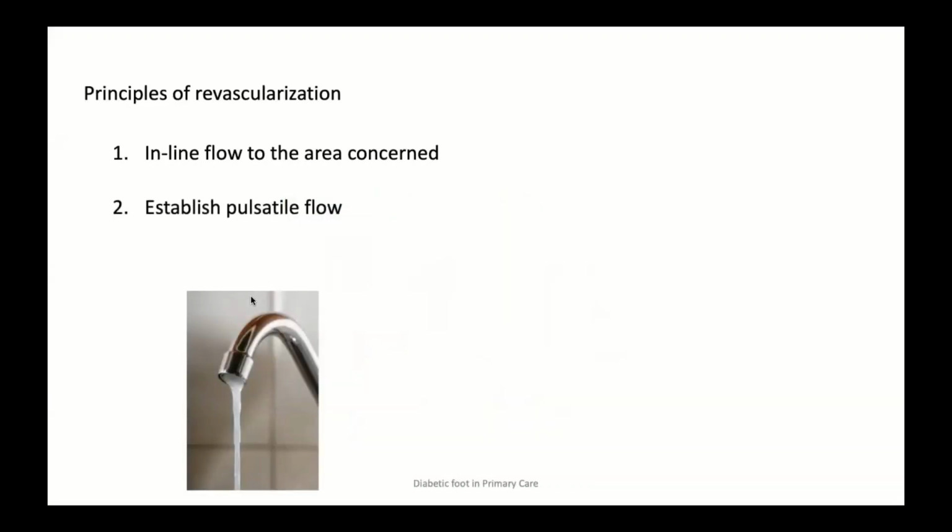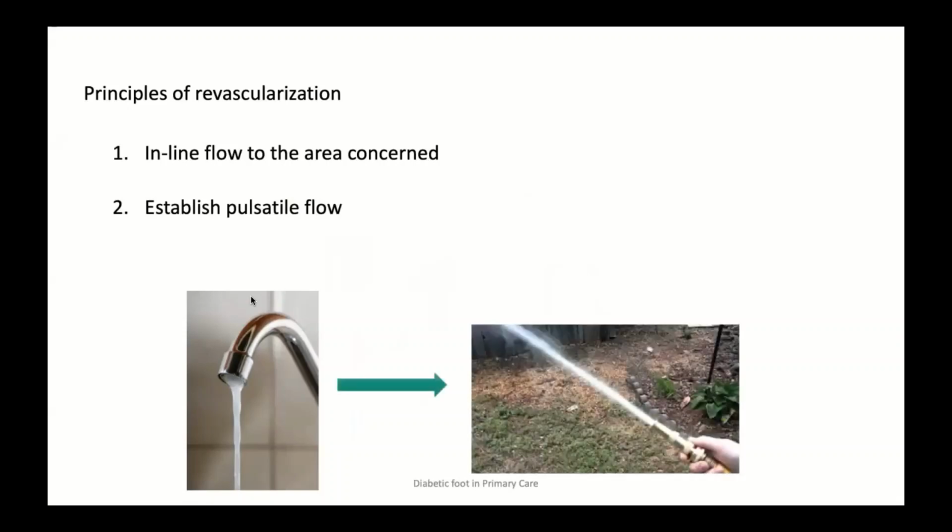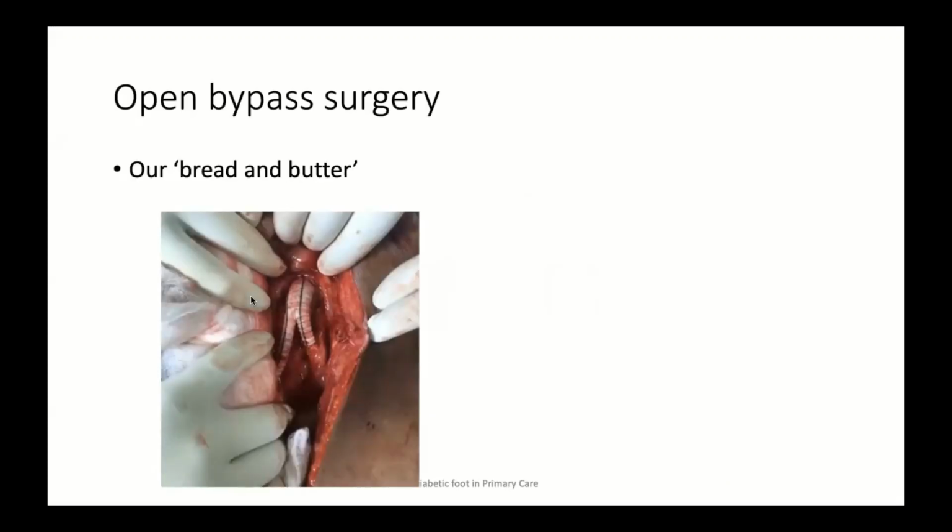So the idea is to establish pulsatile flow to the area concerned. We want a very strong flow of blood coming to the ulcer and the tissue loss area. Most of our work happens in an open environment, and we do bypass surgeries.